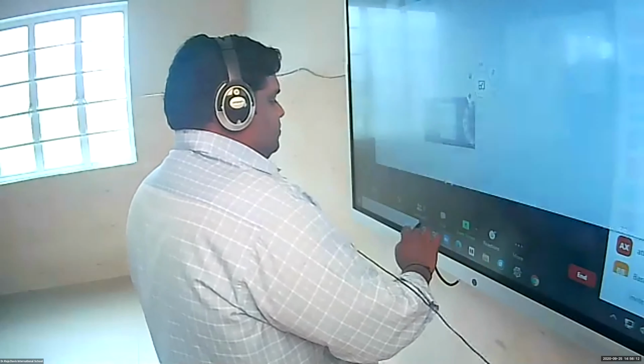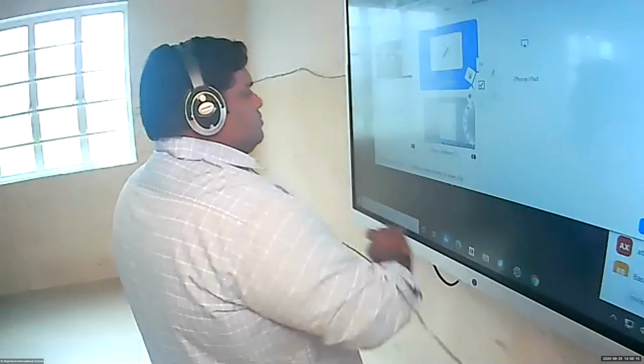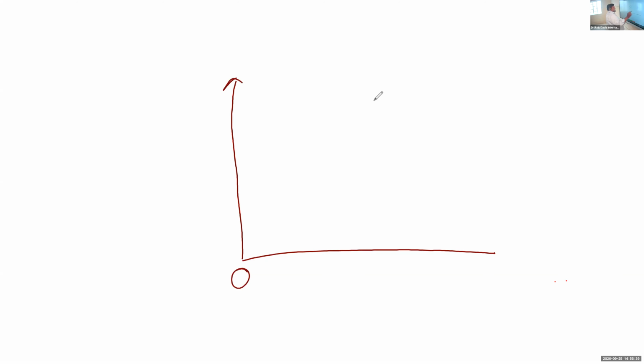Can you see the screen now? Can you see the screen? Yes sir. Whiteboard here, okay. So check here. Okay, so the thing is clear, right?